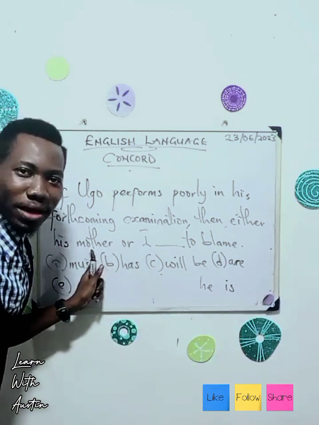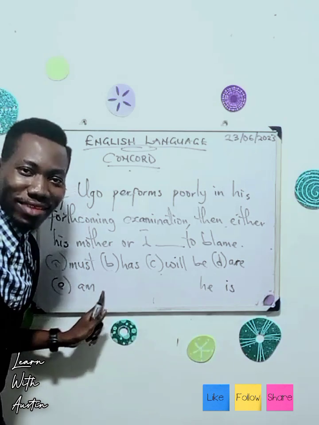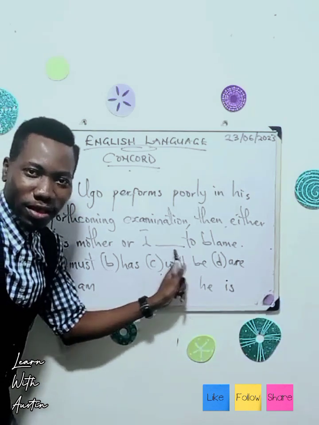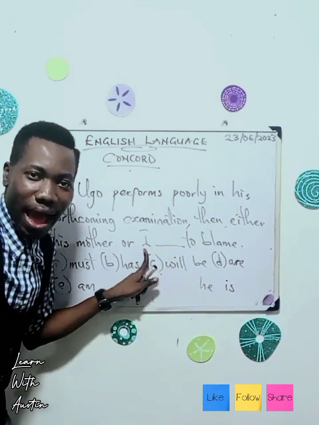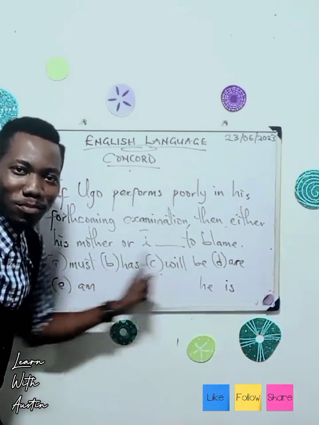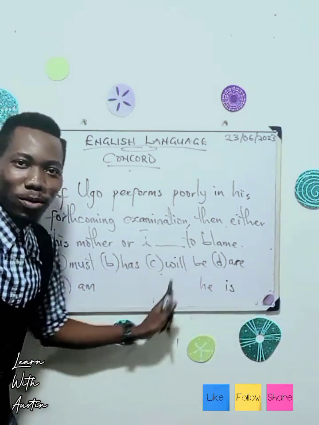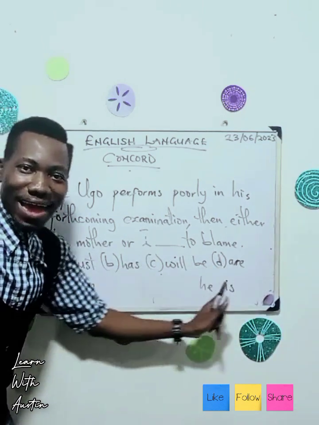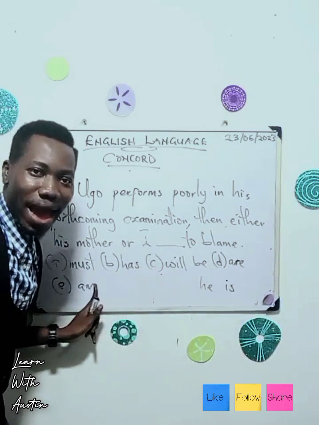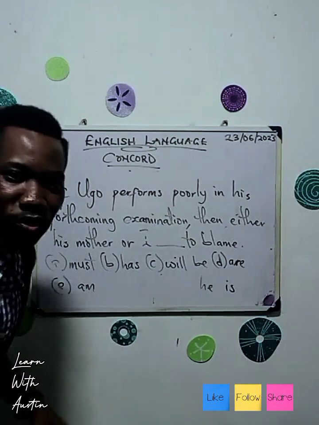So now, the verb that will go with I, the answer is actually am. That's the closest one here, I. So which of these will go with I? It is not I must be to blame. It is not I has to blame. It is not I will be to blame. It is not I are to blame. It is I am to blame. So we are going with this word.